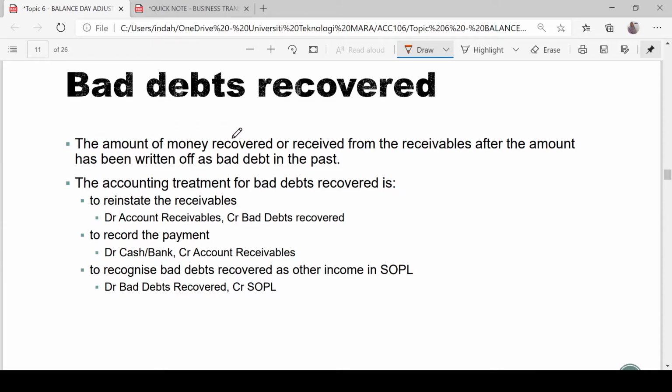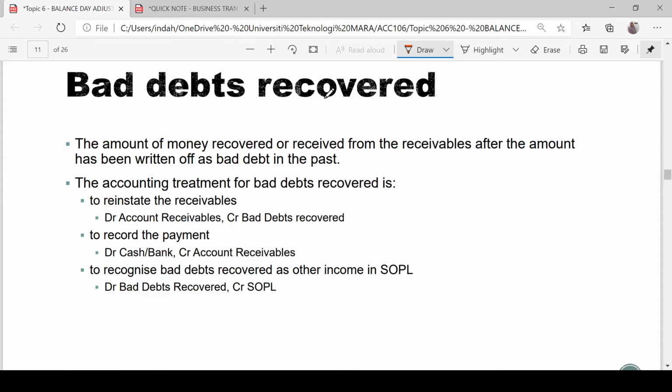So the amount of money recovered will be recorded as bad debt recovered. You receive the money from the customer that you have previously recognized as bad debts. So it is possible that one day they come back and make the payment, and you are going to record this as bad debts recovered. Bad debt recovered is the amount of money recovered or received from the receivables after the amount has been written off as bad debt in the past.